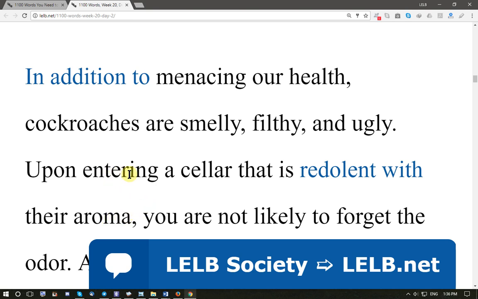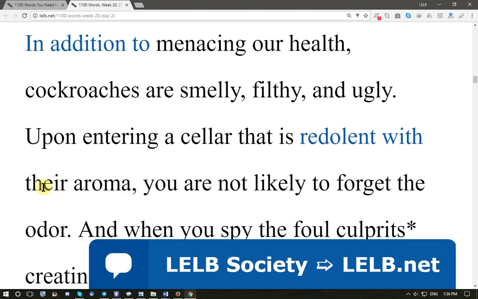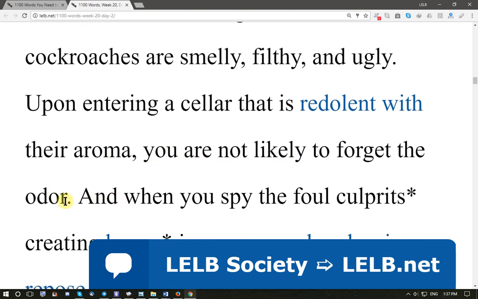Upon entering a cellar that is redolent with their aroma, means after going into the basement or cellar that is redolent with, it reminds you of the aroma or smell. You are not likely to forget the odor. Pay attention to the difference between odor and aroma. Generally, aroma has a sweet perception. It gives you a sweet perception. It's pleasurable, but odor is unpleasant, certainly unpleasant.